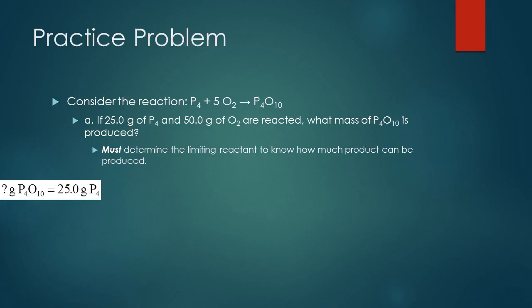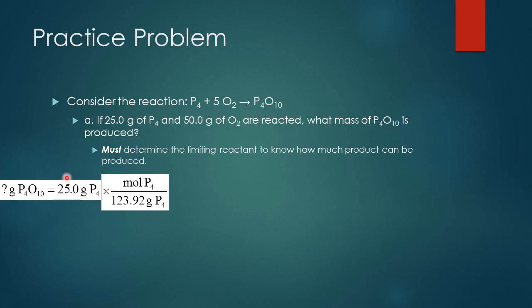So to do this, we are going to find the mass of P4O10 that the phosphorus could produce if it all reacted. Then we'll do the same thing, determine the mass of P4O10 that could be produced if all of the oxygen reacted. So again, this is just a couple of gram, mole, gram problems.